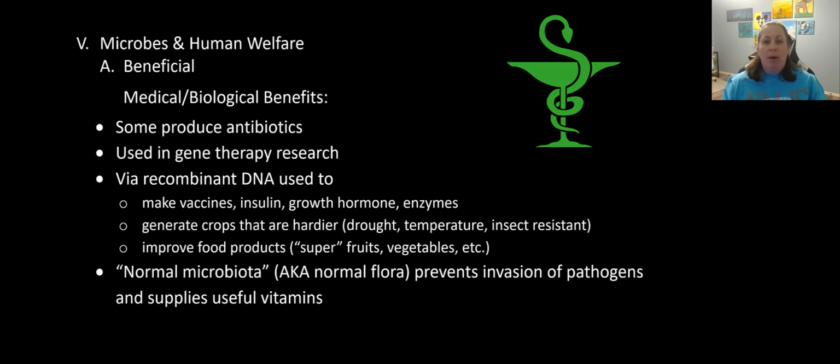We also see that on us, we have what we call our normal microbiota or our normal flora. These are microorganisms that live on our skin or in our body that help protect us. They can supply us with vitamins. They can protect us against other types of bacteria. They are actually helpful to us.